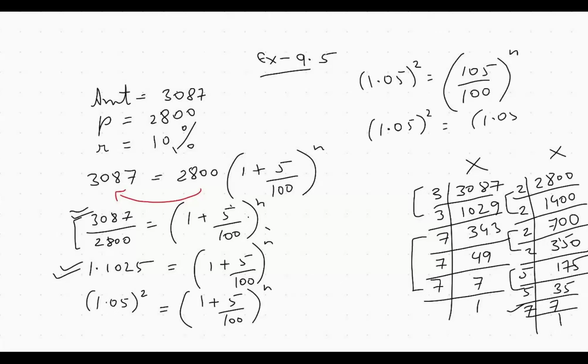1.05 raised to the power n. Now the left hand side and right hand side, 1.05 and 1.05, are equal, so the power will also be equal. So n will be 2. But where is the catch now?